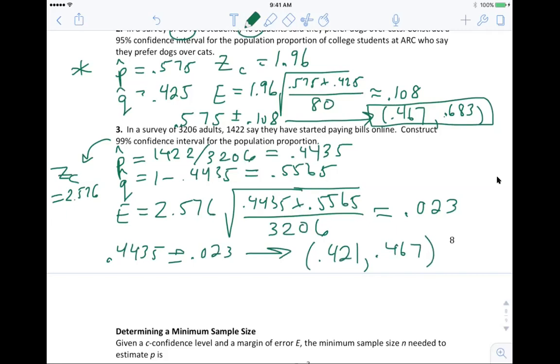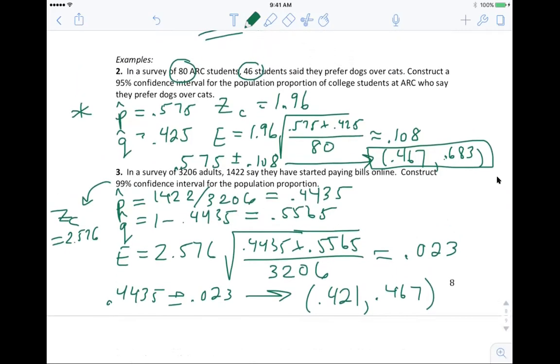Okie dokie. That's about it for this section as far as the confidence interval construction goes. There are some minimum sample size problems, which I'll do in a minute. But let's real quick jump to StatCrunch. There is that StatCrunch shortcut, of course, in all of these. So I'm just going to redo those 2 problems and show you the StatCrunch way.